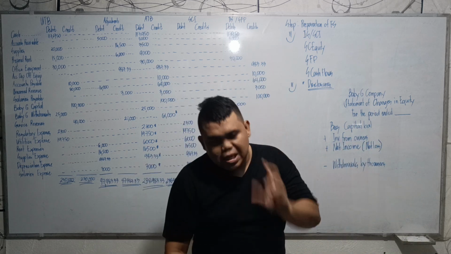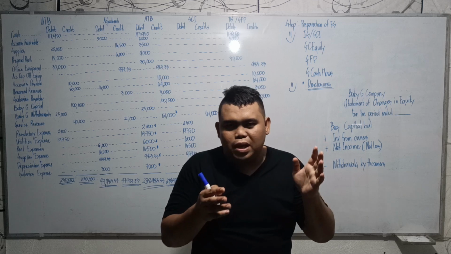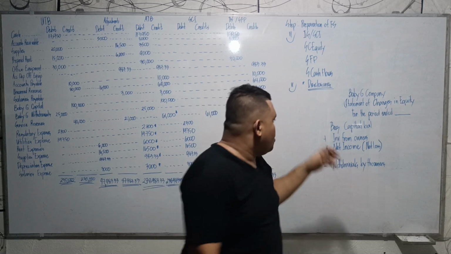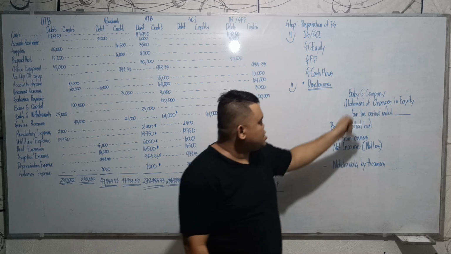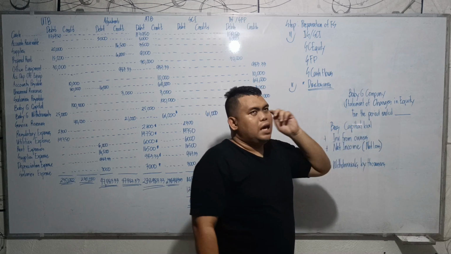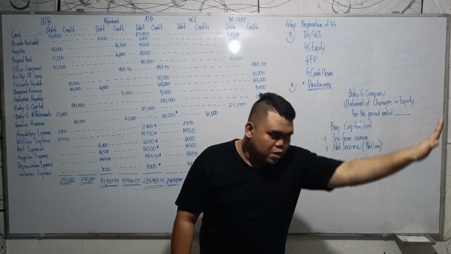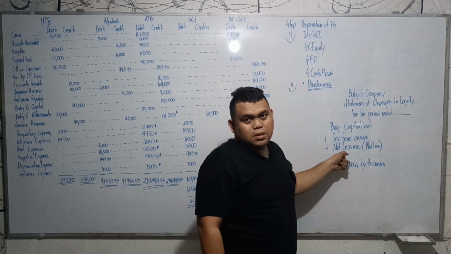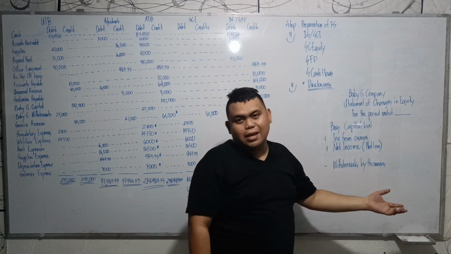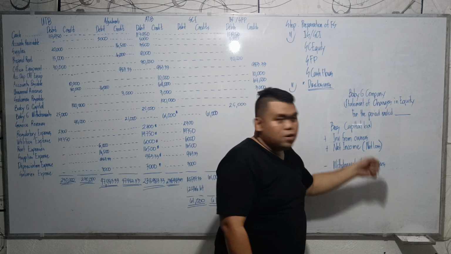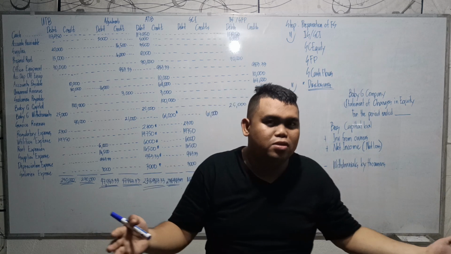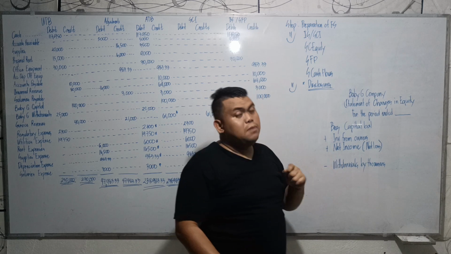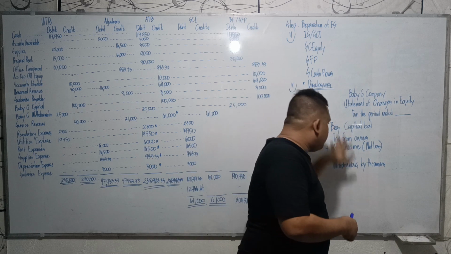But then again, let me emphasize, in the statement of comprehensive income, since the income and expenses are already summarized, what will be reflected here in the statement of changes in equity, instead of separate revenues and separate expenses, we're gonna have net income if the revenues are greater. Okay? And net loss if ever the expenses are greater than the revenues. Okay? So, this is it. Okay? Now, let's fill this up.